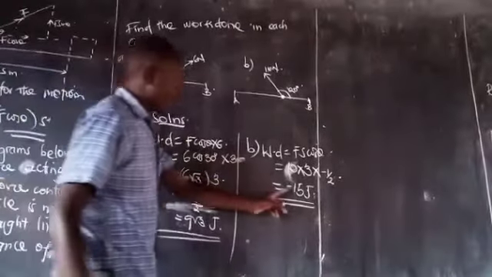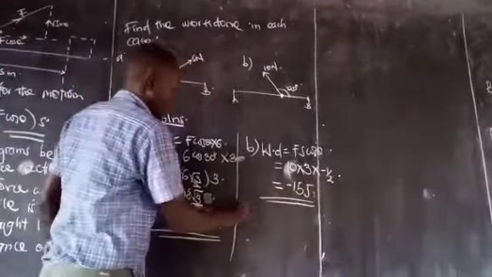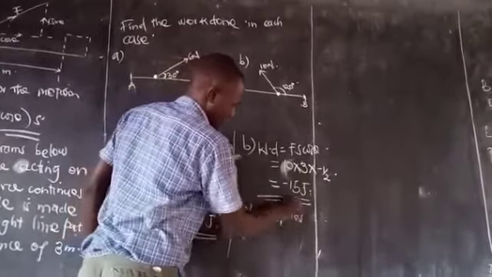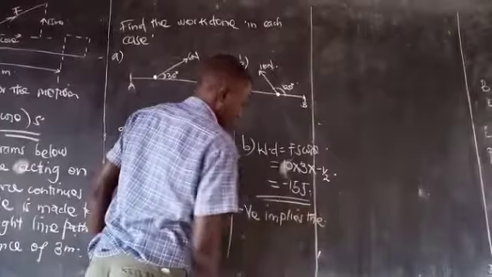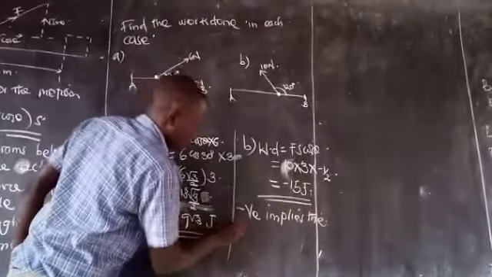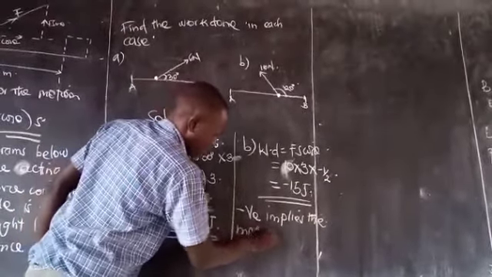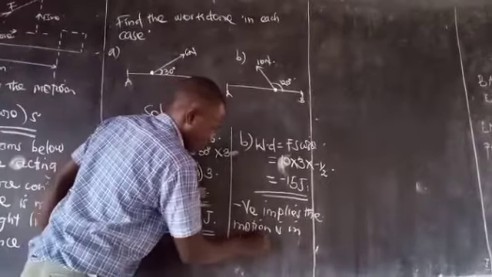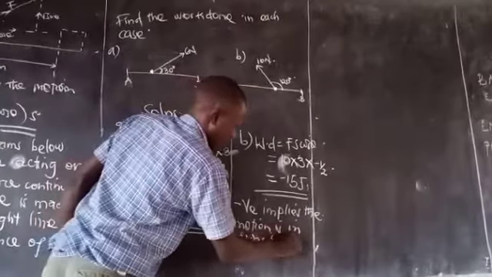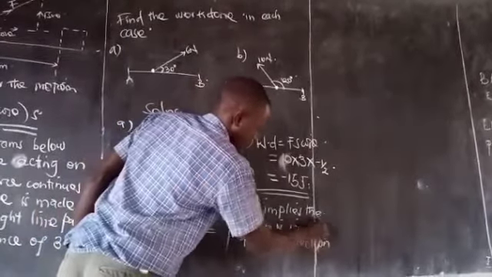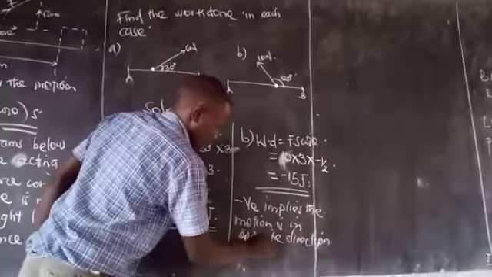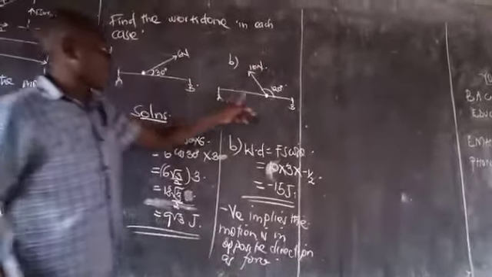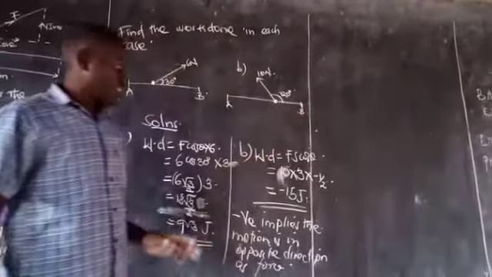What does a negative sign actually imply? Negative sign implies that the motion is in the opposite direction as the force. If this force is towards this side, then the motion is towards the other side.